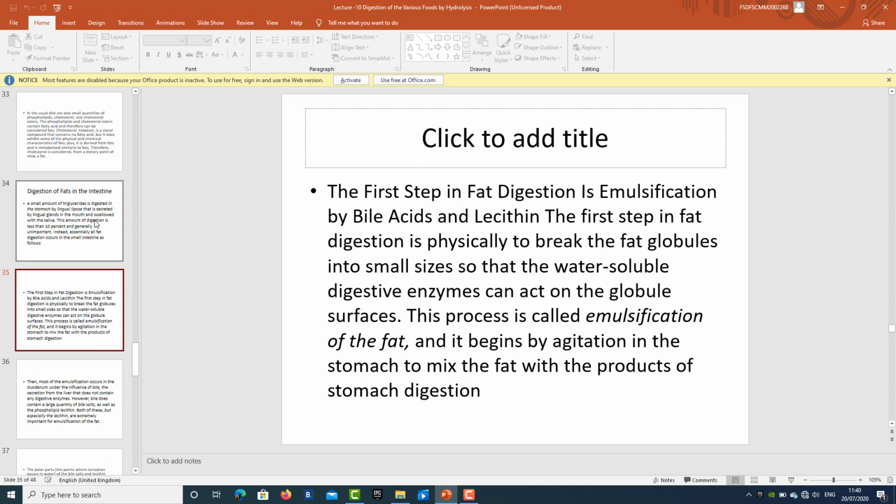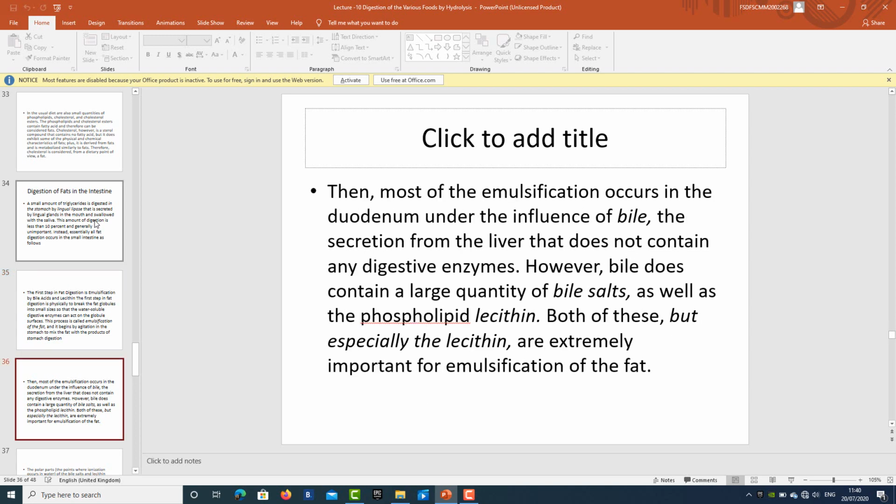By bile acids and lecithin. The first step in fat digestion is physically to break the fat globules into small sizes so that the water-soluble digestive enzymes can act on the globule surface. This process is called emulsification of the fat, and it begins by agitation in the stomach to mix the fat with the products of stomach digestion.